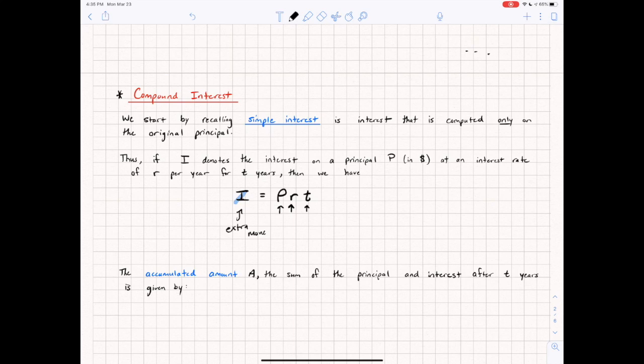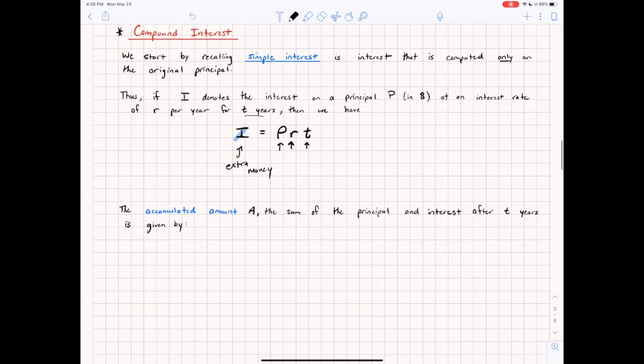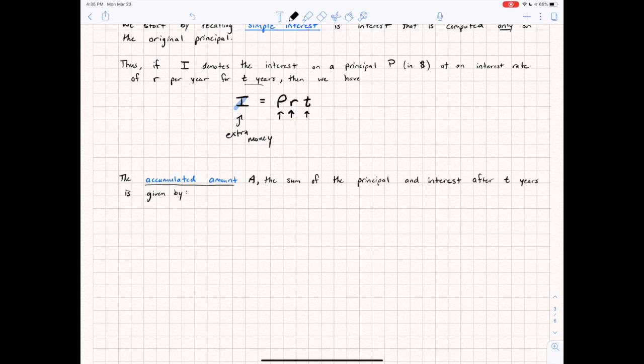So if we wanted to know how much would actually be in our account at the end of this set time, whatever T years is, then what we're looking at is what's known as the accumulated amount, which you'll see in the second sentence here, which we're going to denote using the capital letter A. And this is specifically the sum of the principal and interest after T years. And so A would be equal to whatever amount we started with plus the amount we've earned in interest. Well, we know what I is because of our previous line here. We know that interest is PRT.